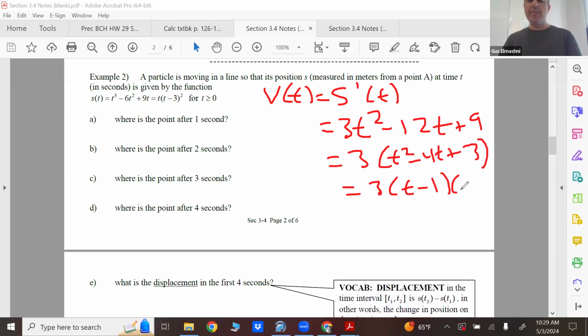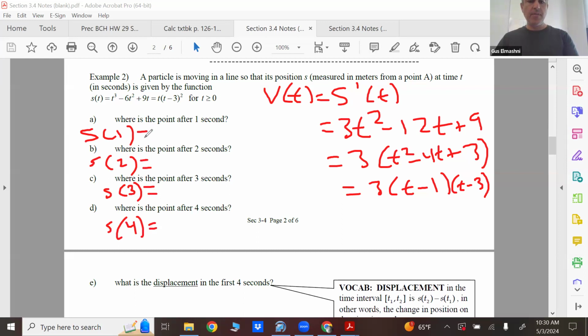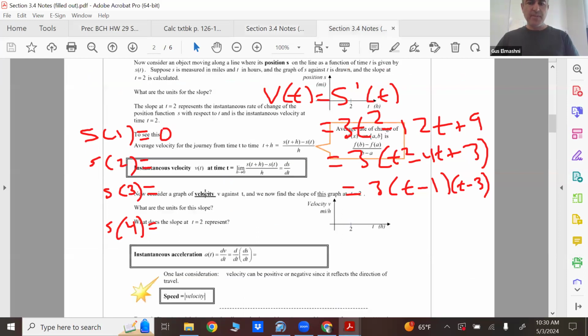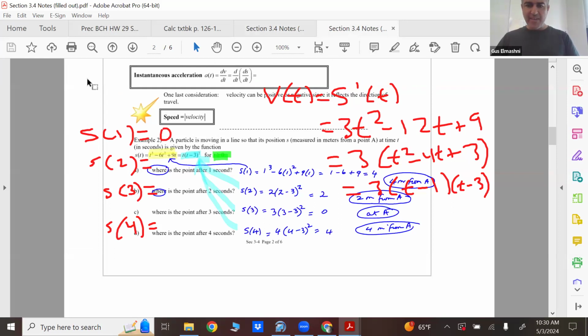Okay, just to be efficient here, I decided to take the derivative of velocity and factor it because I'm probably going to need this eventually for later problems. But first off, the question is asking where the point is after 1 second. So you want s of 1, then s of 2, then s of 3, then s of 4. If I plug 1 in, I should get 0. Plug 2 in. I'm getting a little lazy now, so I'm going to go to my filled out notes. Okay, 204. Is that right?